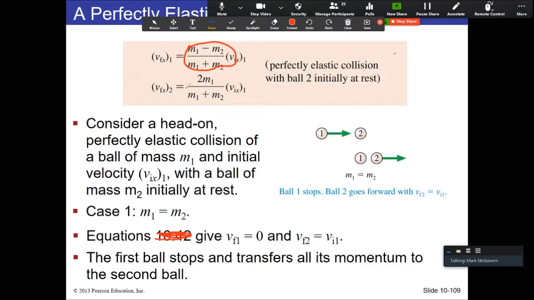Okay, what about this equation right here? Well, if the masses are the same, then this entire ratio is 1. So what we see here is a complete, perfect transfer of energy, right? We see ball 1 moving at a particular speed, ball 2 gets hit, ball 1 comes to complete rest, and ball 2 continues to move on.